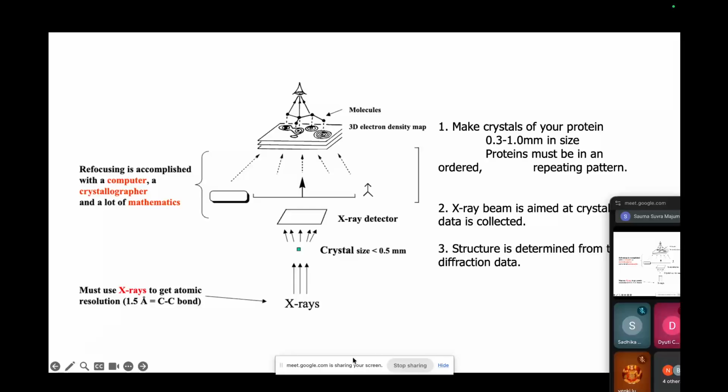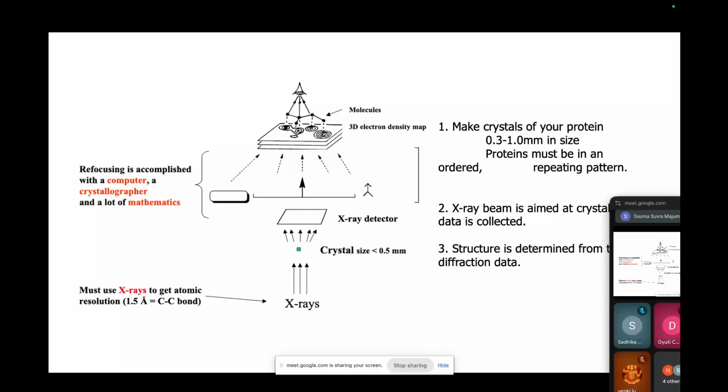So you have a machine which fires X-rays on the crystal that you have generated, and from this crystal it creates diffraction patterns on a detector which detects this whole pattern of diffraction. Then you refocus this using a crystallographer. So this is data in itself, right? The X-ray detector will generate the data of the whole diffraction pattern.